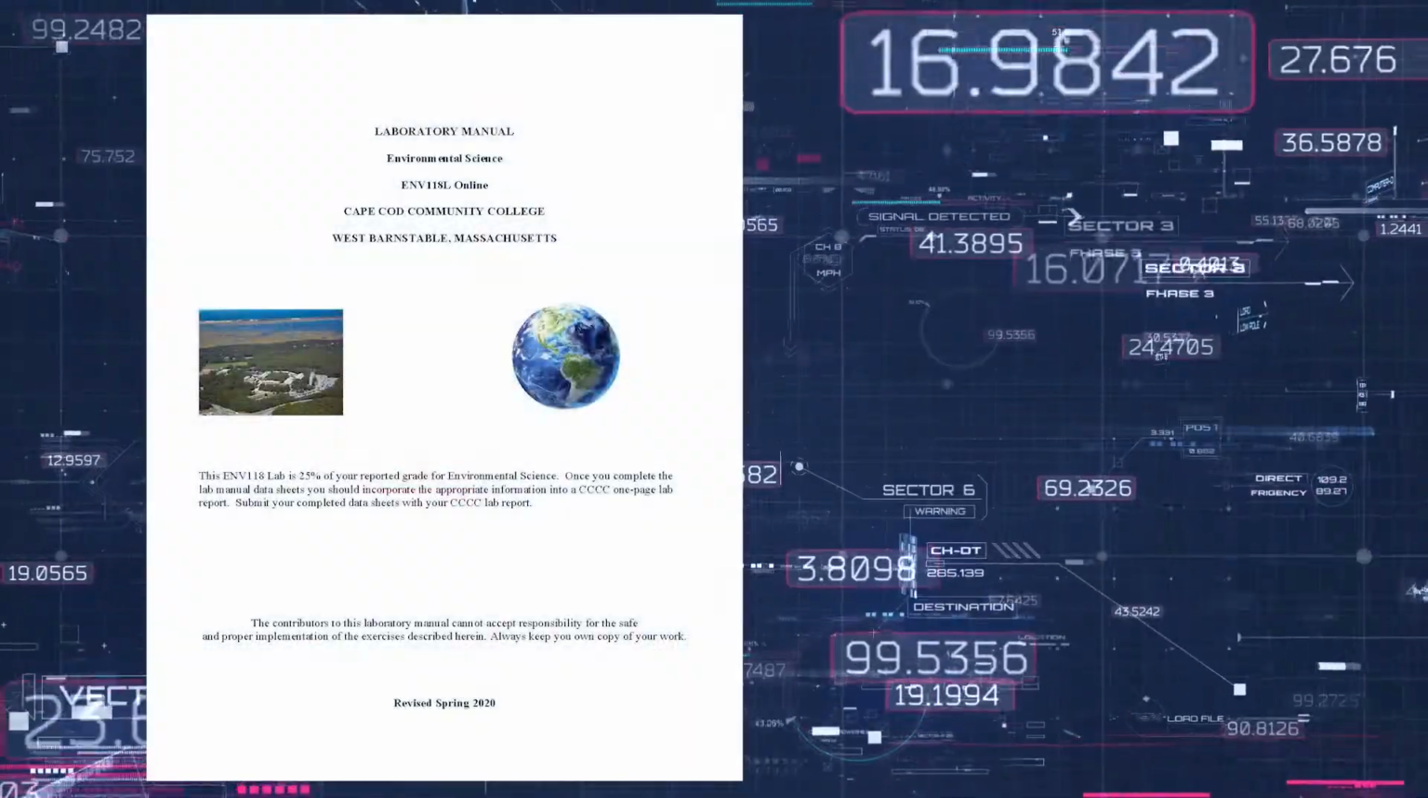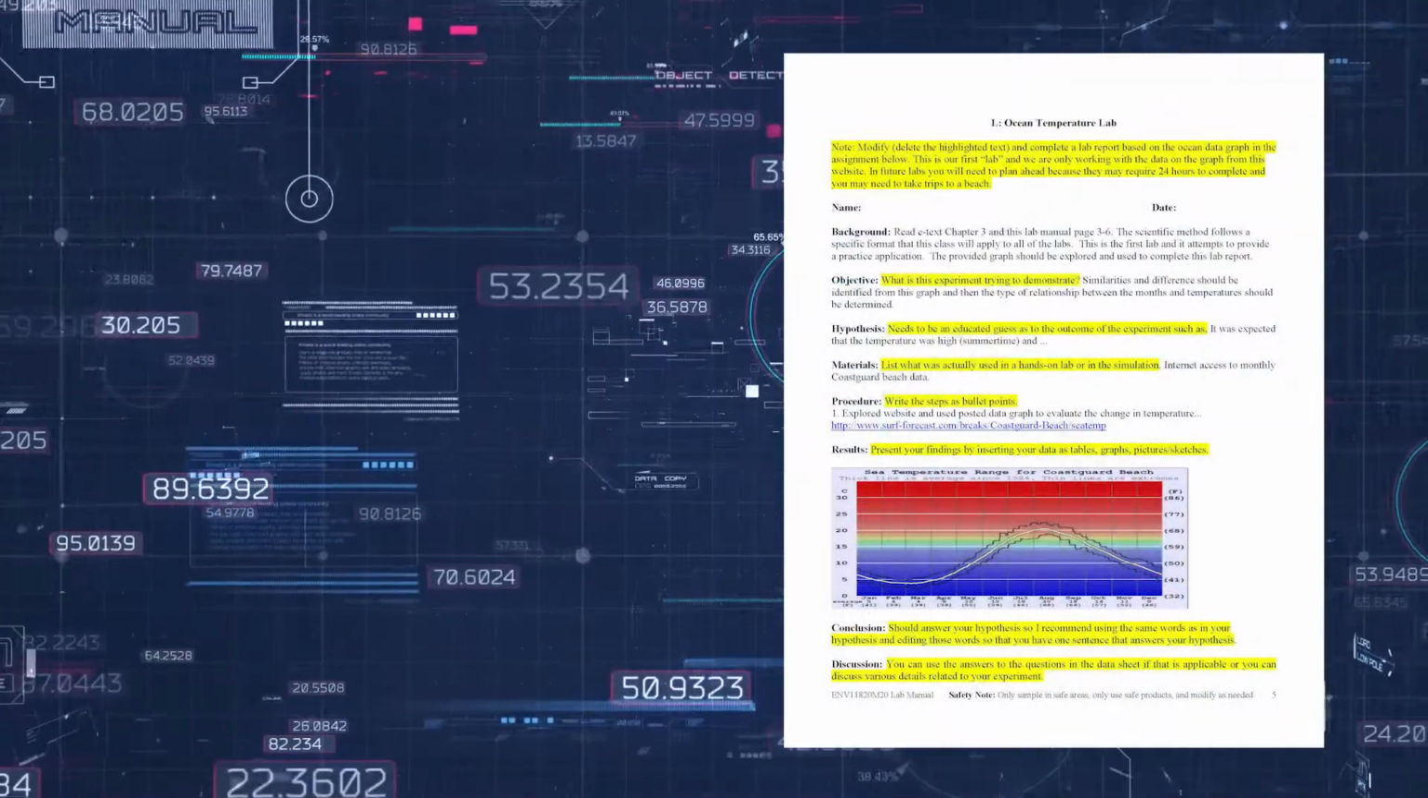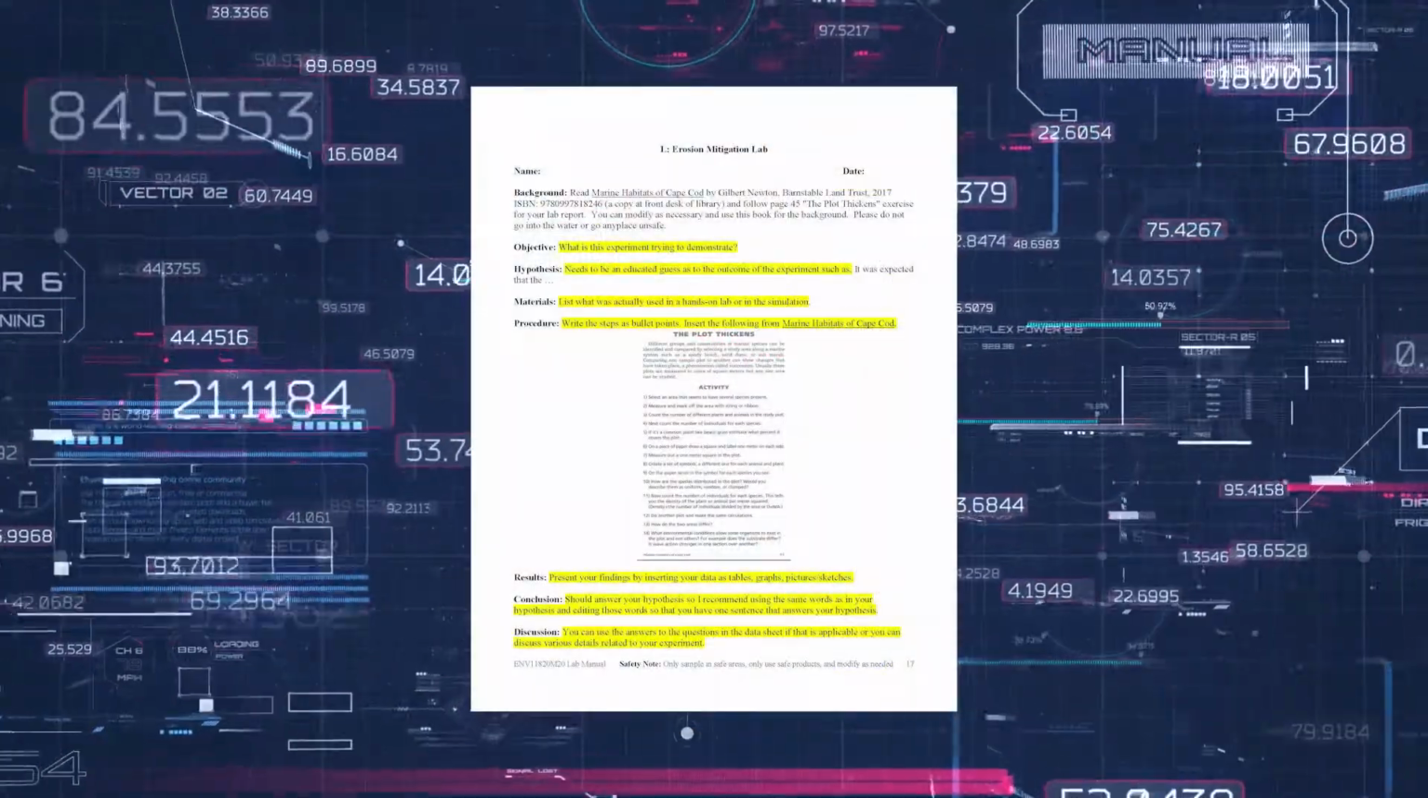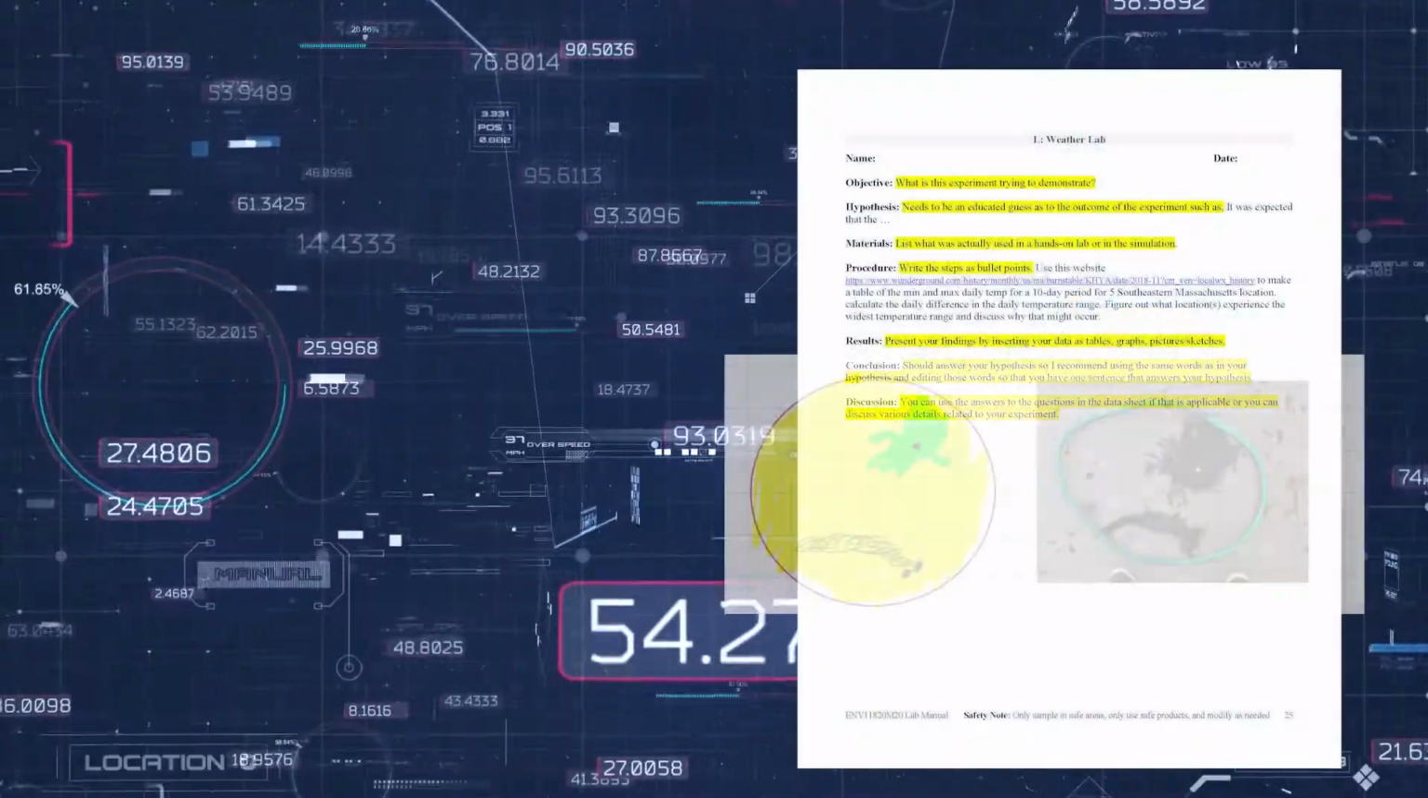I hope that this helps break down some of the information in the lab manual, and that you can apply this information to every lab, including your lab final.